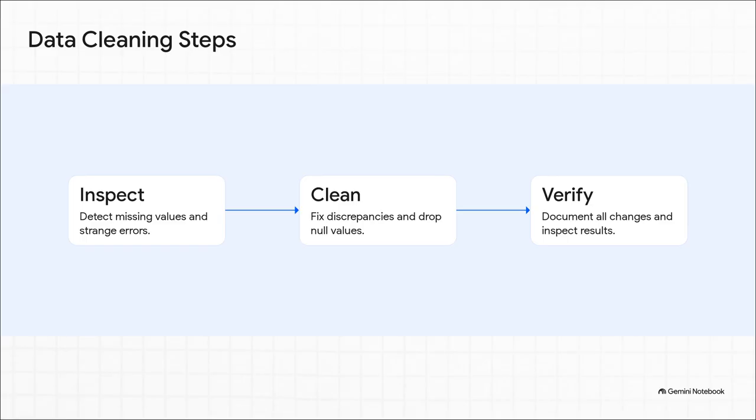First, you inspect to find missing values or formatting errors. Next, you clean the data to fix those discrepancies, maybe by dropping nulls or correcting typos. And finally, and listen, students always forget this one, you must do verification. You have to document all the changes you made and verify that your fixes didn't accidentally break something else.